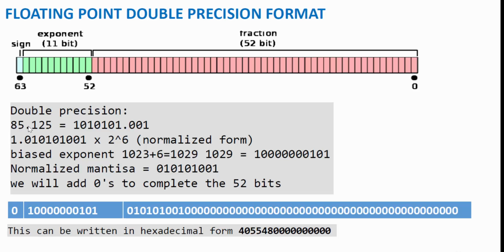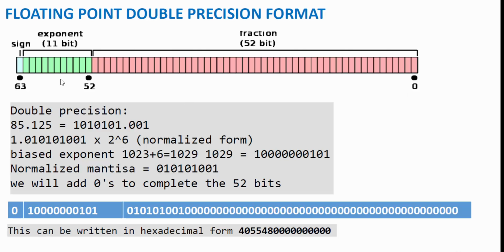So the same number with its binary format. Now the second step is normalization. So while normalizing, we get this 1.01010101 into 2 to the power positive 6 normalized form. And biased exponent is obtained by adding the bias value 1023 here with the actual exponent 6. In double precision format, the bias value is 1023, and in single precision format, the bias value is 127.